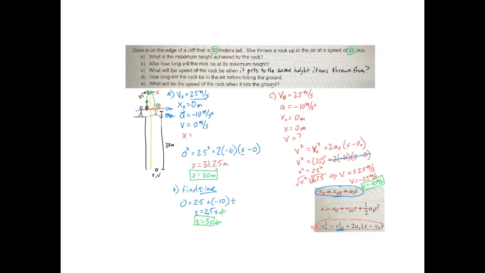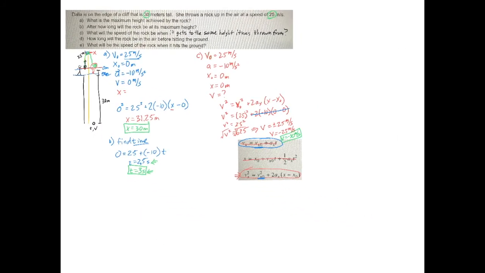So I'm going to make myself a little more space here. So let's go ahead and list the information, right? I'm starting, again, my initial position can be 0. My initial velocity is still 25 meters per second. My acceleration is still negative 10 meters per second squared. The other piece of information, of course, is my final position.